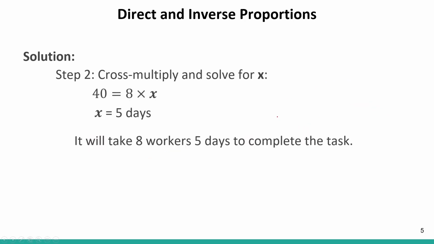Let's go forward with step number 2: cross multiplying and solving for x. So 40 is equal to 8 into x, which implies that x is equal to 5 days. So 5 days will be the correct answer. For the 8 workers it will take 5 days to complete the same task that has been completed by 4 workers in 10 days.